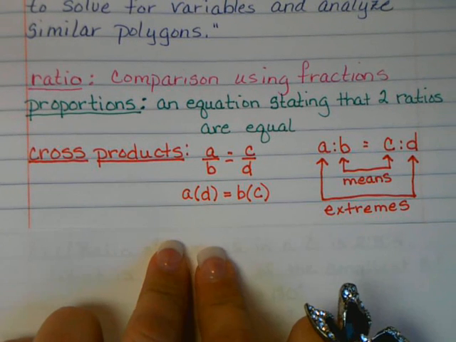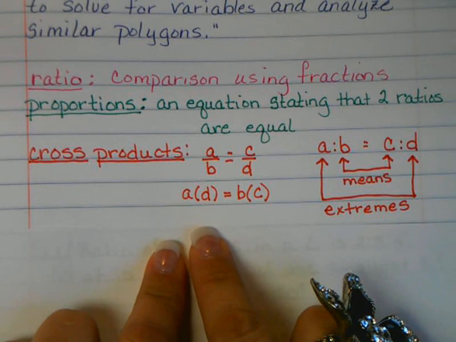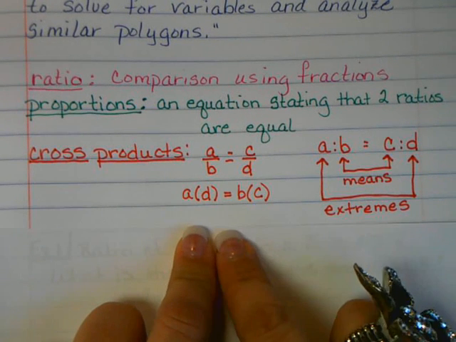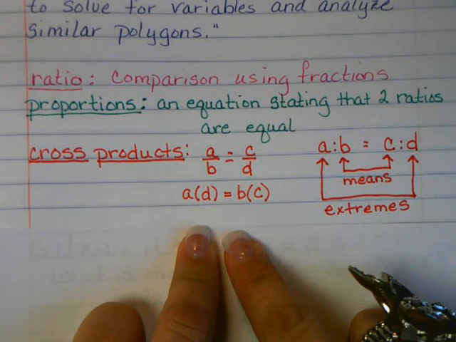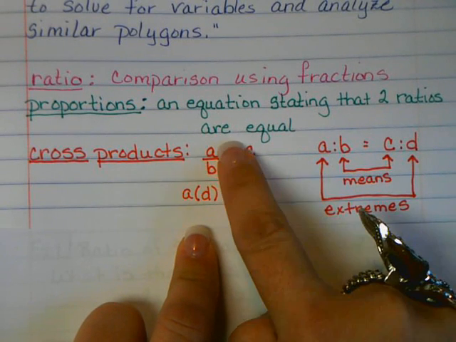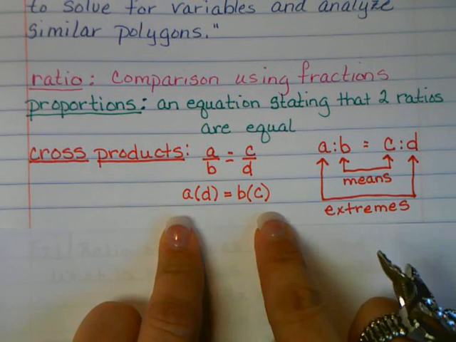Cross products. You've seen this plenty of times, and you've done cross multiplying for a long time, and that's basically what you're doing. But we want to make sure that you understand that cross products is talking about a relationship in proportions. So here, A to B is the same thing as C to D, just like 4/6 is the same thing as 2/3. Okay?